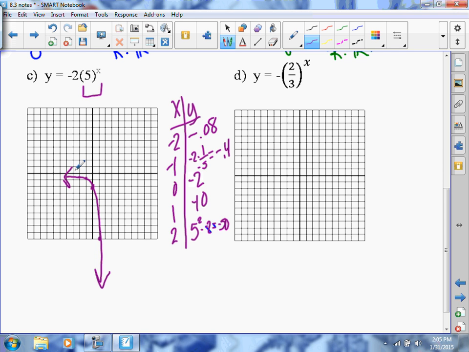It's going down as you're going from left to right. And the domain, again, is going to be all real numbers. The range, it's not up here in the first and second quadrant where our other graphs were. So it's not always going to be positive. Now it's down below. So this is going to be all real negatives.